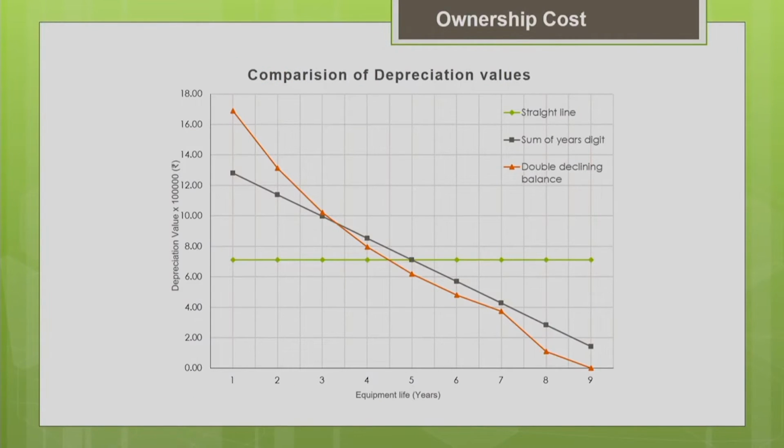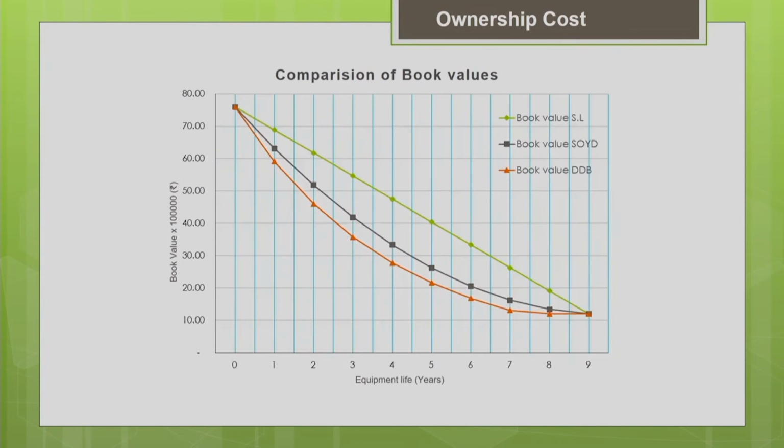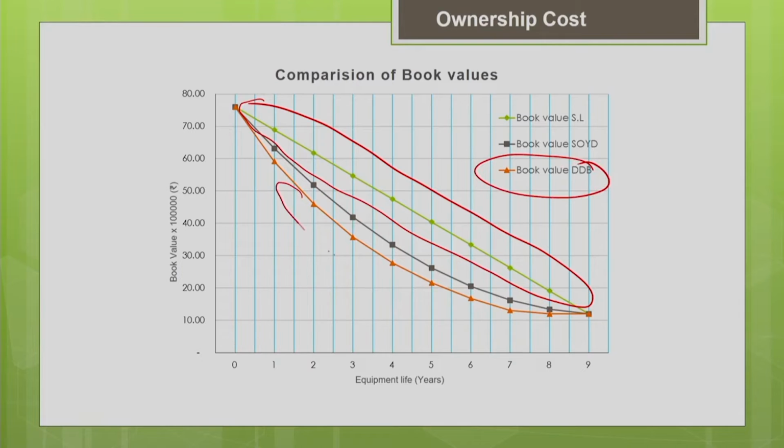Okay, this is just a graphical representation of the depreciation values estimated by 3 different methods. You can see the straight line method is always constant. The double declining method is giving you the accelerated depreciation, more depreciation in the early life of the machine. The same way, you can also compare the book value. In the straight line method, there is a linear reduction in the book value. But for the other 2 methods, it is non-linear, and for the double declining method, it is more accelerated. The depreciation is more accelerated and the book value reduction is more.